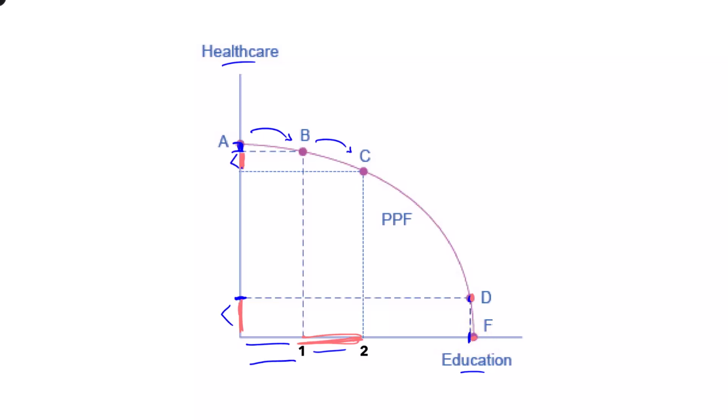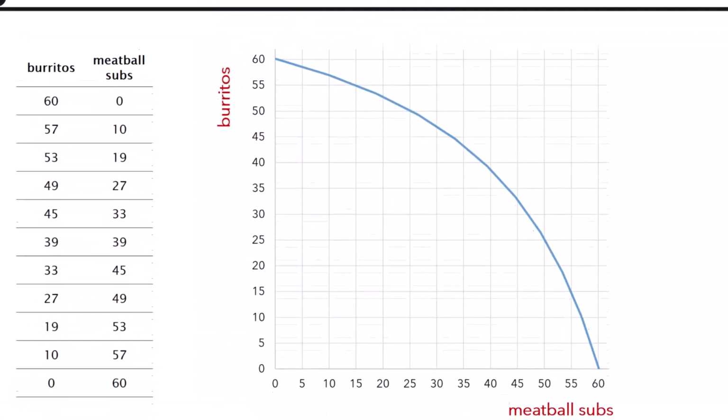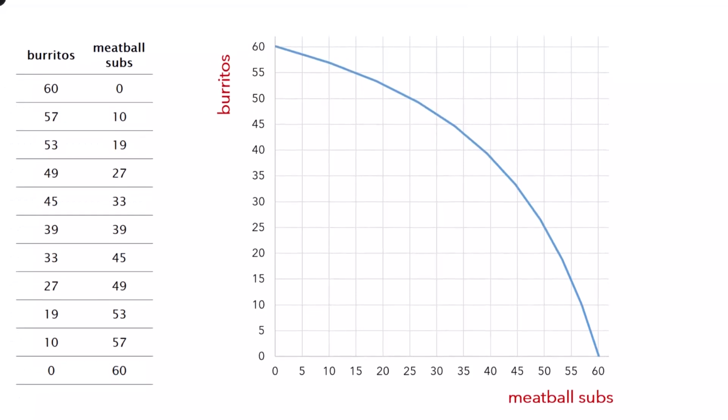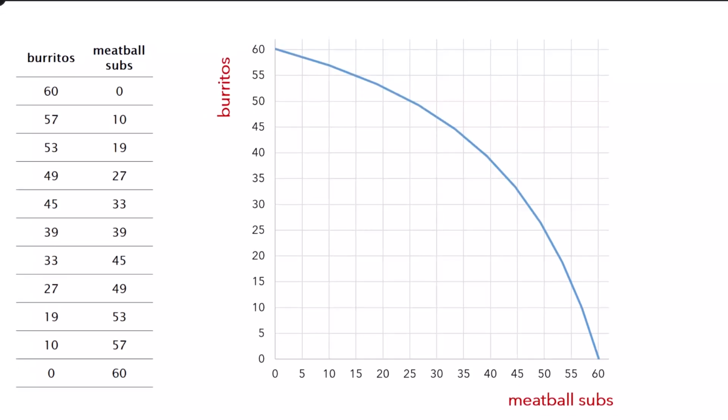Okay, so next, let's briefly look at this example here. So this, again, is a production possibilities frontier. And this is one for a small country that puts all of its resources towards producing either burritos or meatball subs or some combination of both. I know, it sounds amazing.